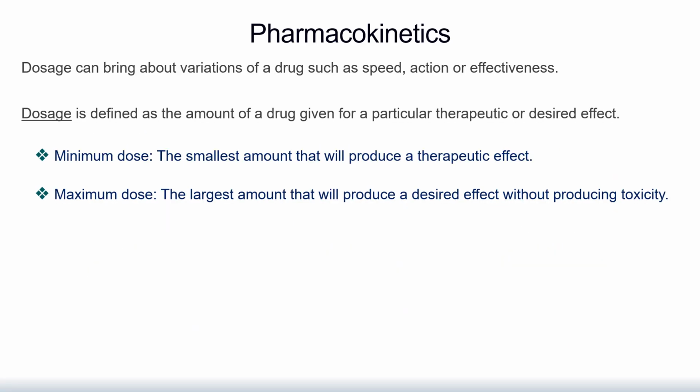Dosage can bring about variations of the drug such as speed, action, or effectiveness. Dosage is defined as the amount of the drug given for a particular therapeutic or desired effect. The minimum dose is the smallest dose that will produce the therapeutic effect, and the maximum dose is the largest amount that will produce a desired effect without producing toxicity.